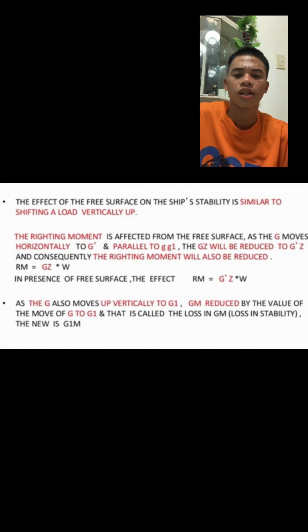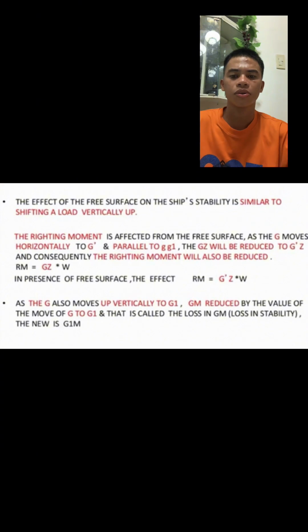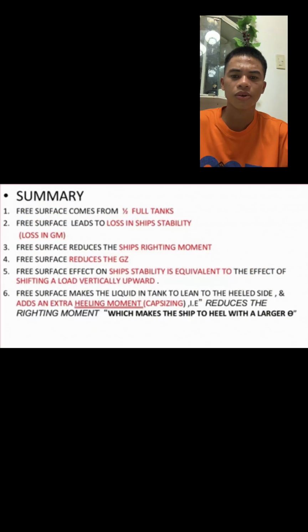The righting moment is reduced by the free surface effect. As G also moves vertically to G1, this reduces the value; the movement of G to G1 is called the loss in GM, loss in stability. The new GM is GM1.